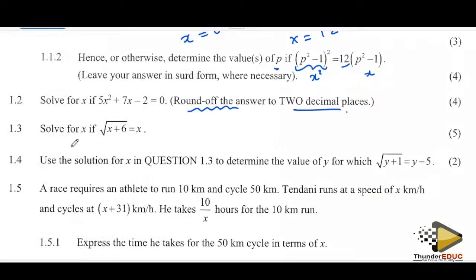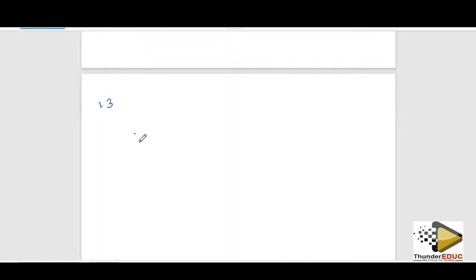1.3, they are telling us to solve for x if the square root of x plus 6 is the same as x. Remember, with such questions that have square roots, we said isolate the root sign. In this case, it's already isolated for us. So all we need to do is move on to the step of squaring both sides so that we can get rid of the root sign. So that's going to be square root of x plus 6 is equal to x.